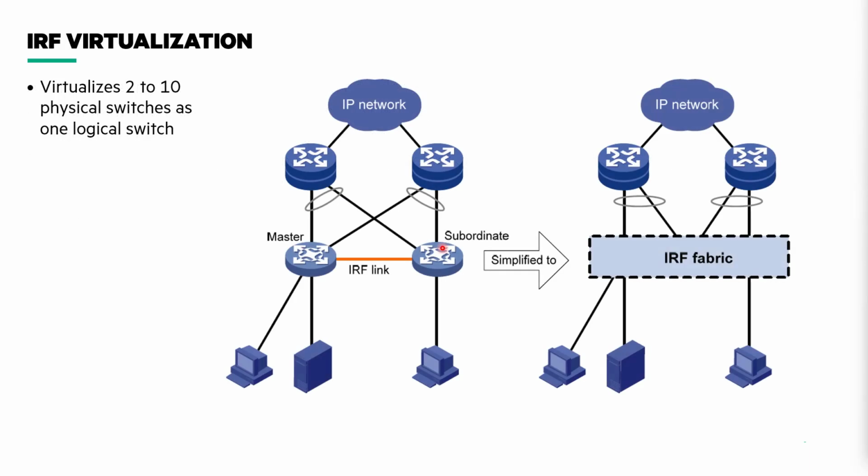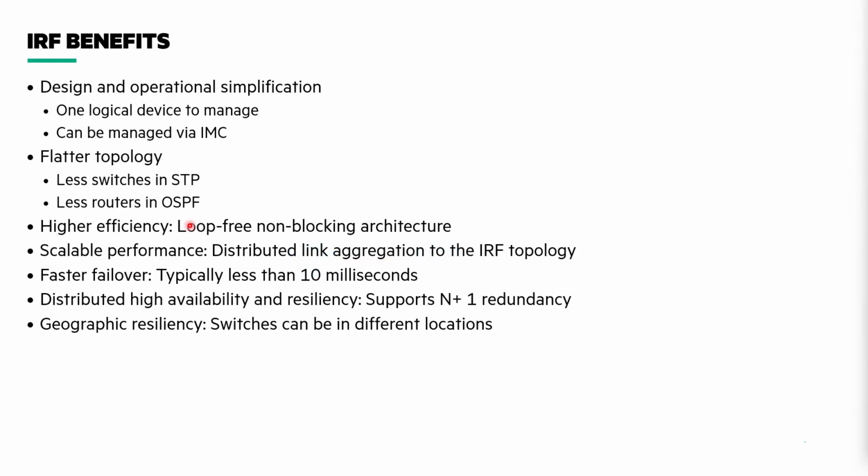Right. So when devices are physically connected as such, maybe two or more devices, depending on the platform, logically we will have a fabric that is a combination of multiple physical switches producing one logical device. The range is between 2 and 10, depending on the platform, and we're going to show you that soon.